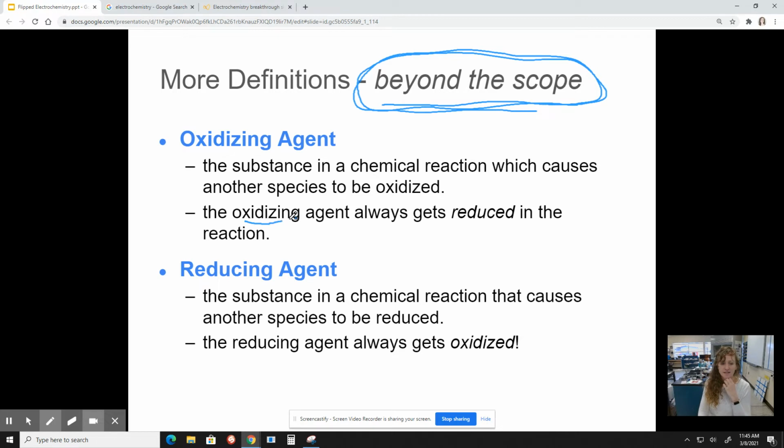So the oxidizing agent is the thing that gets reduced, which is a little bit confusing. So if we go back to this one, oh shoot, what was it on the last page? Let's go look.